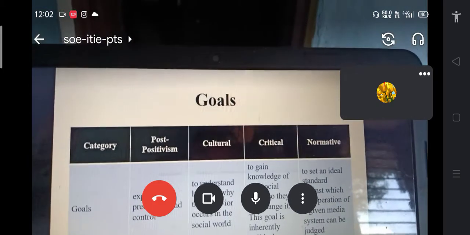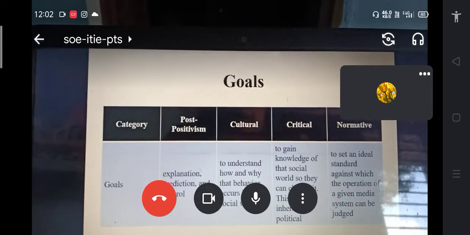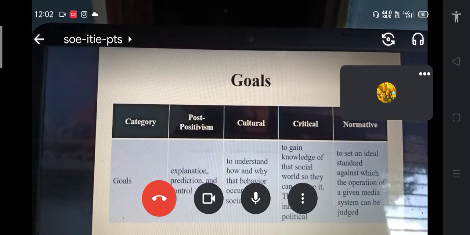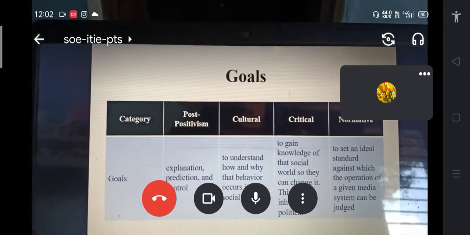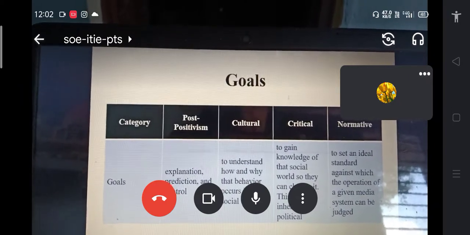Okay, now the next division, culture. What is the goal of culture theory, or you could say hermeneutics? So the goal of cultural theory is to understand. That is the very simple goal of culture theory.